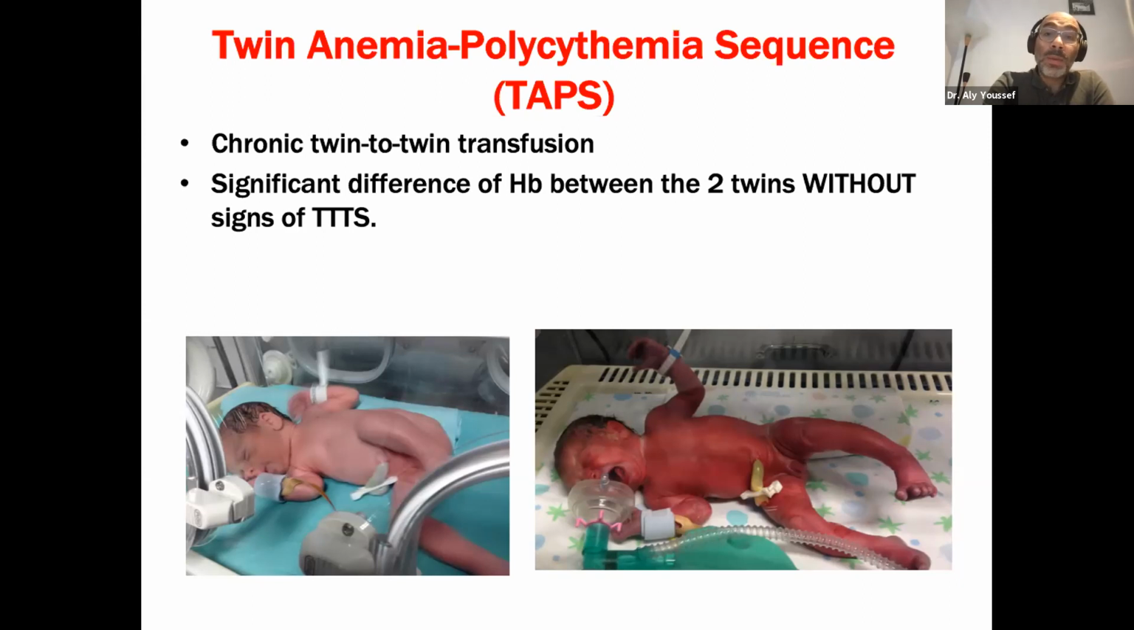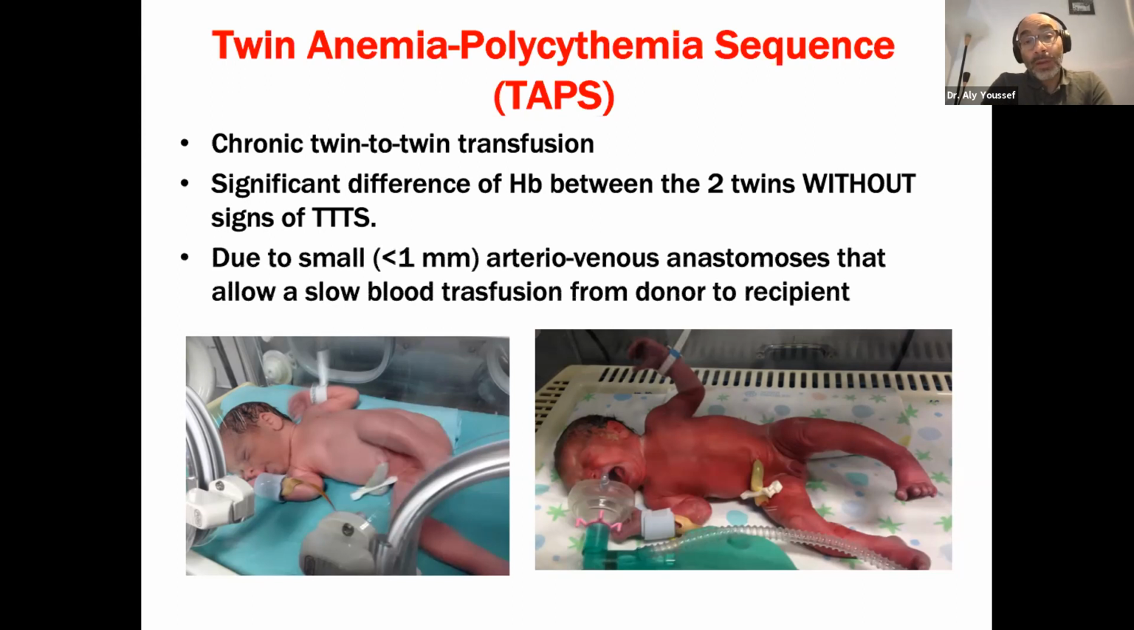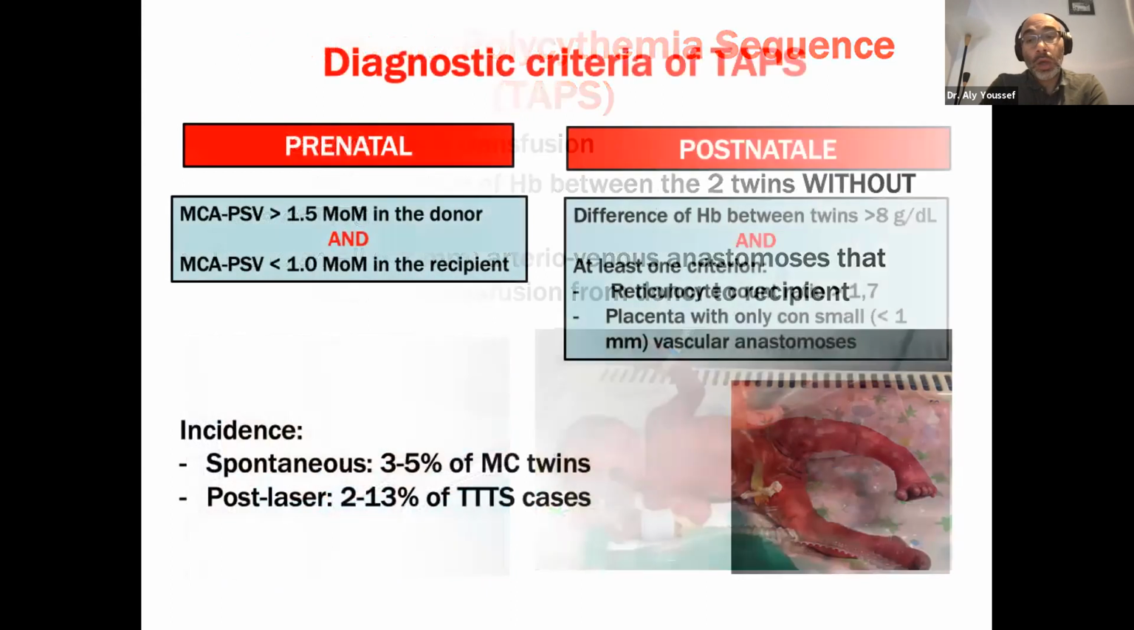Whereas in the twin anemia polycythemia sequence, there is a significant difference in hemoglobin. One of the fetuses is polycythemic, and the other is anemic. It can happen spontaneously or as a complication of twin-to-twin transfusion, and it is due to very small, less than 1 millimeter, AV anastomoses that allow only slow blood transfusion from one to the other, without a large anastomosis that compensates for this small passage.